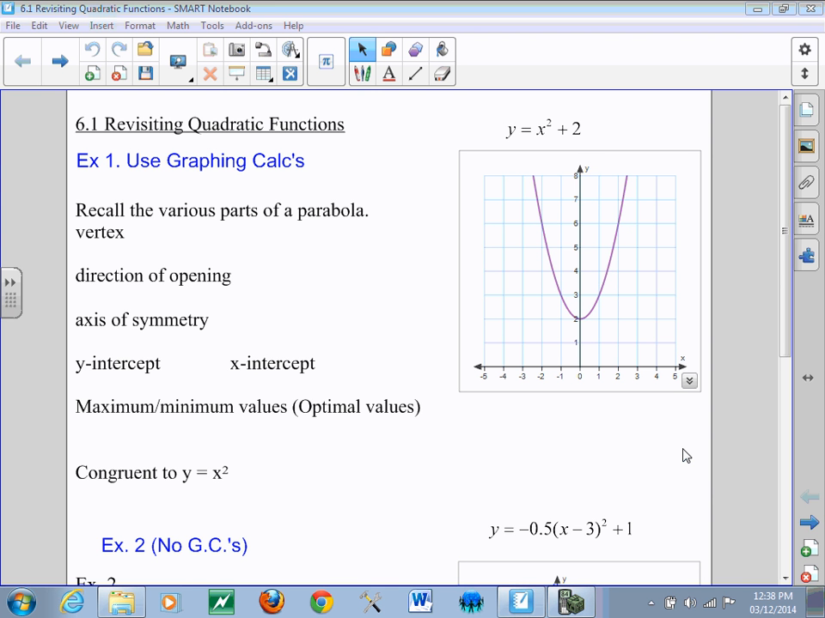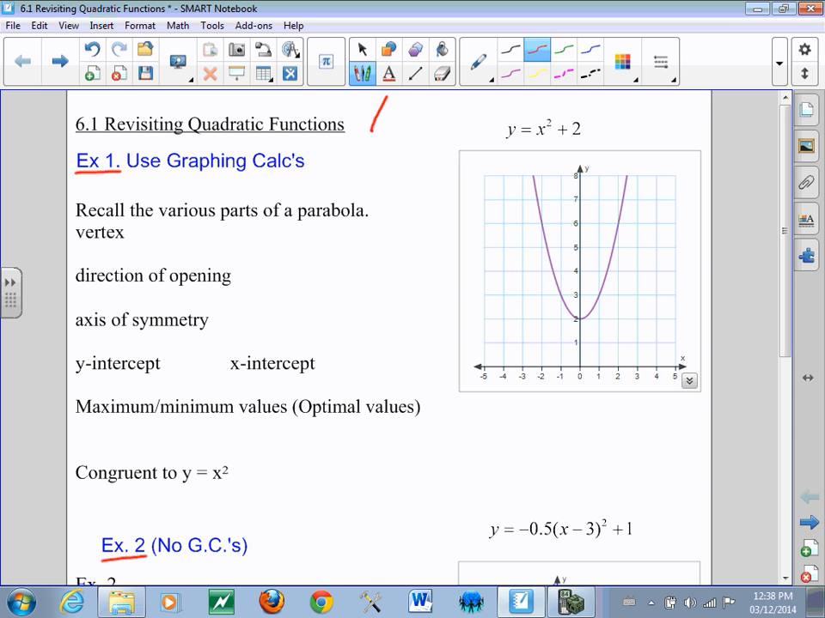6.1, revisiting quadratic functions. So it says example 1, we're going to use the graphing calculator, whereas example 2, we're going to learn how to do this without the graphing calculator. So first thing we need to do is remember with a graphing calculator, if you've got one or an online graphing app, pull it out. Go to wherever it says y equals, and you're going to enter the equation.